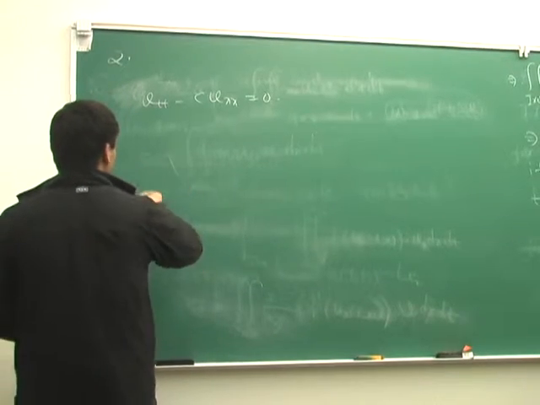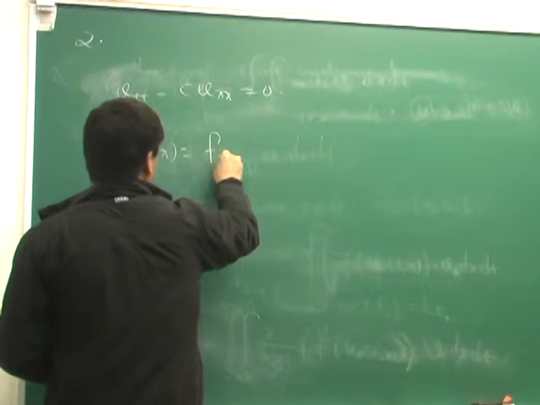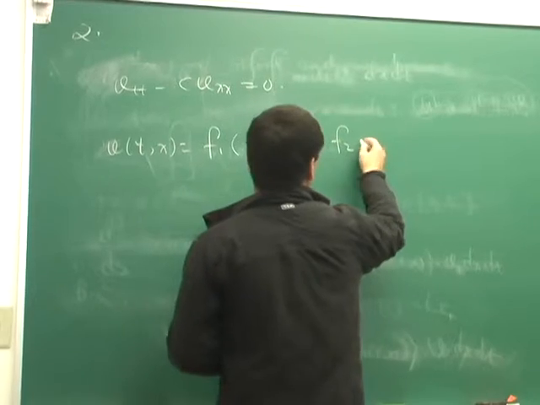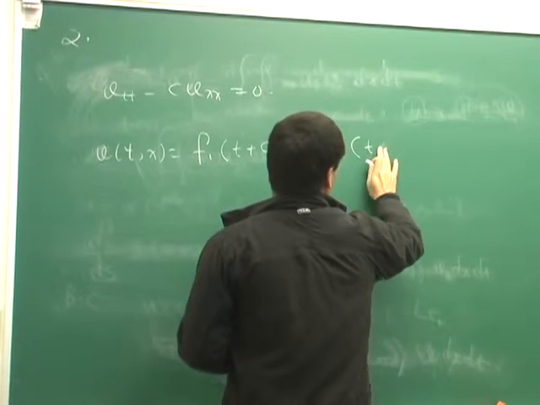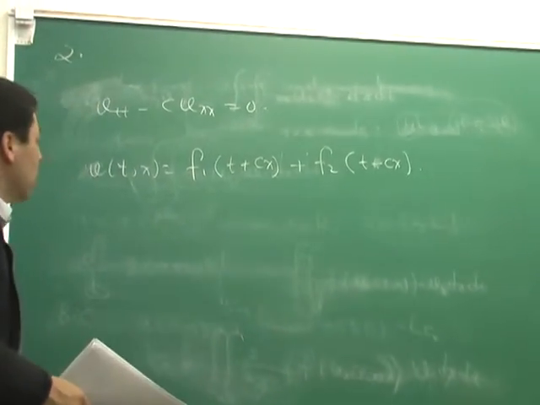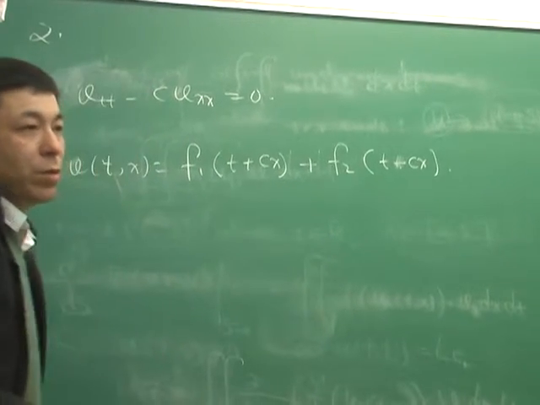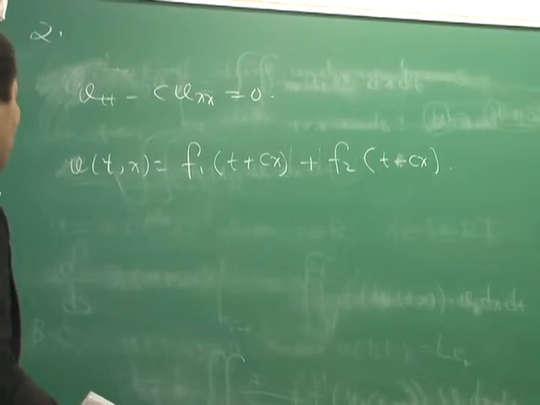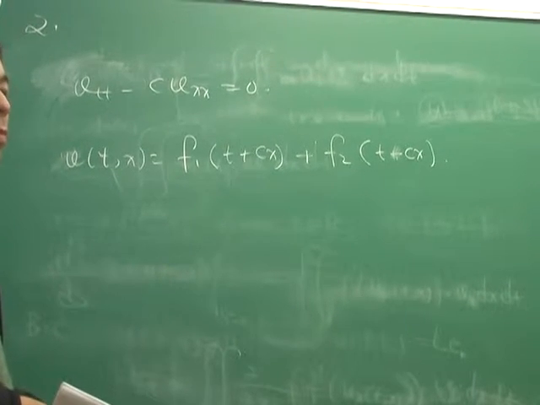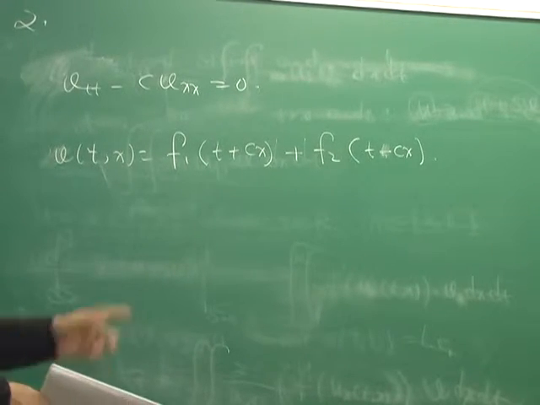Equation, and then it has the solution T(x) equal to F1(t plus cx) plus F2(t minus cx). What are F1 and F2? These are arbitrary functions. And if you have initial conditions for the solution and its derivative, say at 0, then you can determine F1 and F2. That's what he did right after this.